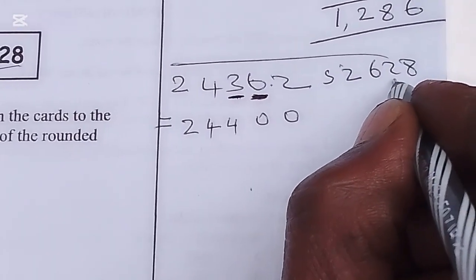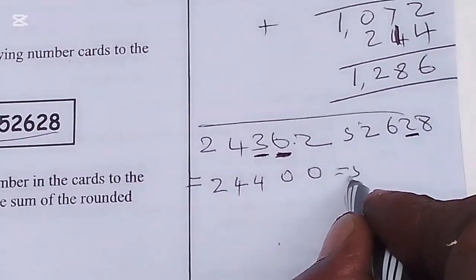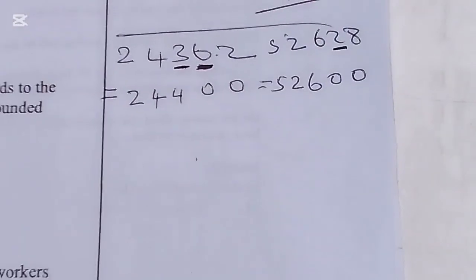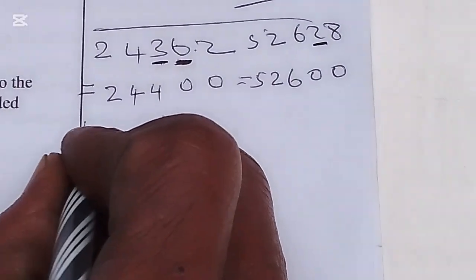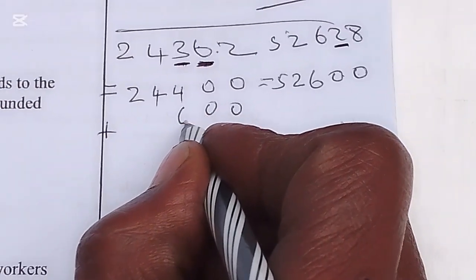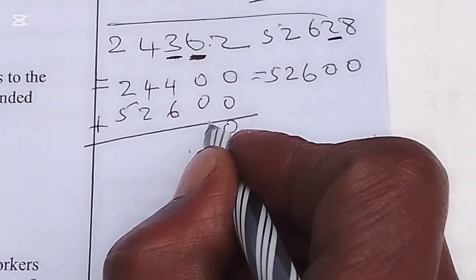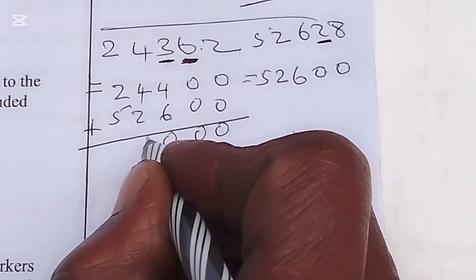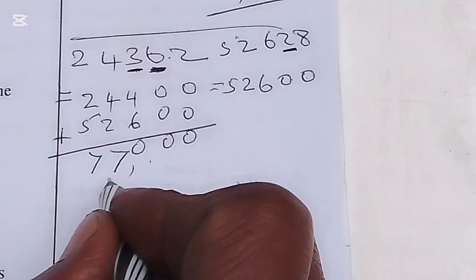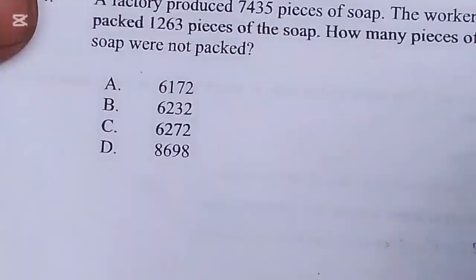Then the other number is 52,628, rounded off to the nearest hundreds. This is 52,600. Then you add, and you get 77,000. We go to number 4.